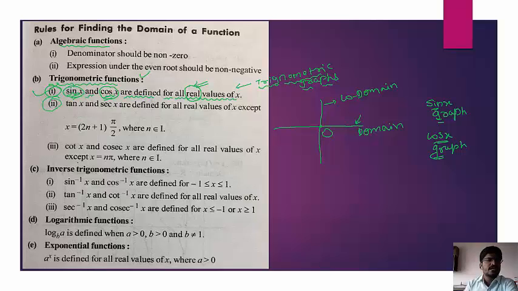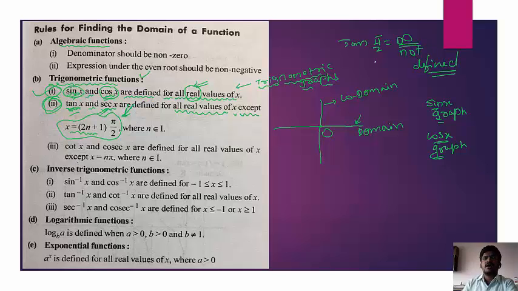Clear? Now we shall go for the second one, that is tan x and sec x. Tan x and sec x are defined for all real values of x except x equal to (2n plus 1) pi by 2. That means odd multiples of pi by 2. At odd multiples of pi by 2, tan x and sec x are not defined. Why? Because, for example, tan pi by 2 is infinity, or not defined. If I multiply by 3, odd multiple 3 pi by 2, tan 3 pi by 2 is also not defined. Tan 5 pi by 2 is also not defined. Clear?